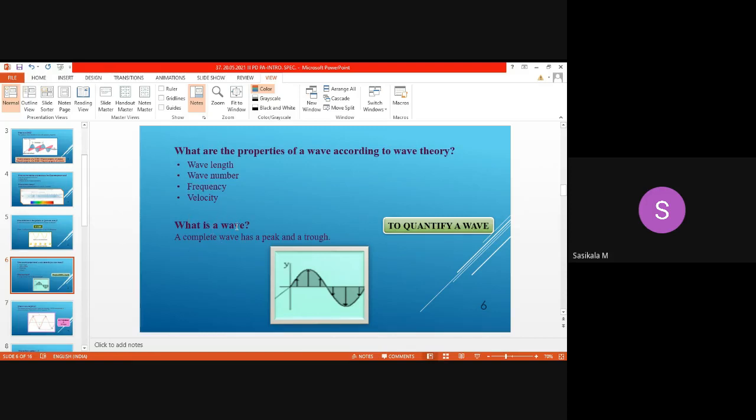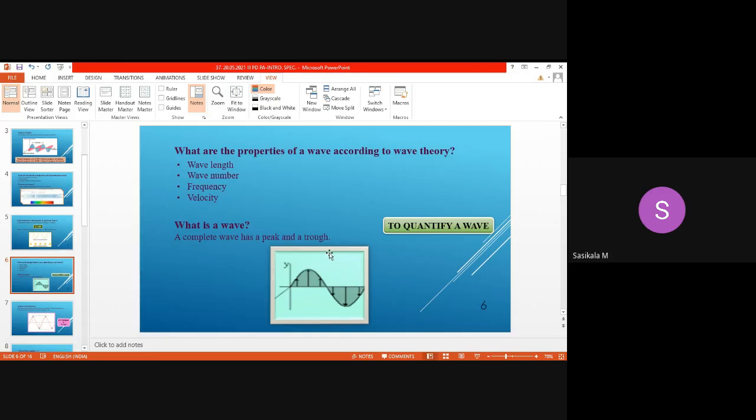So before that, what is a wave? A single complete wave will have a peak and a trough. It is the peak, crest, trough. So a complete peak and a trough is called one wave. This is called a single wave. A single wave will have one peak and one trough. So this is called a complete wave or whole wave.